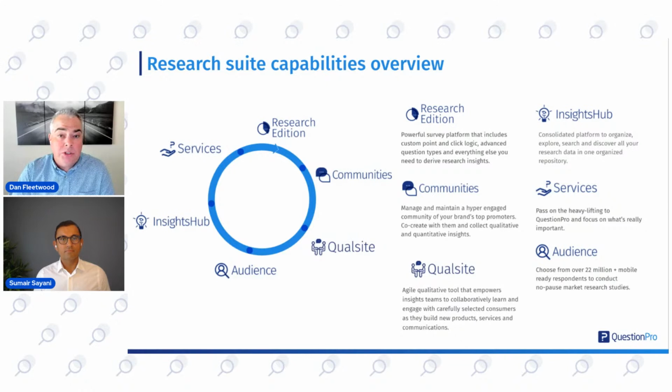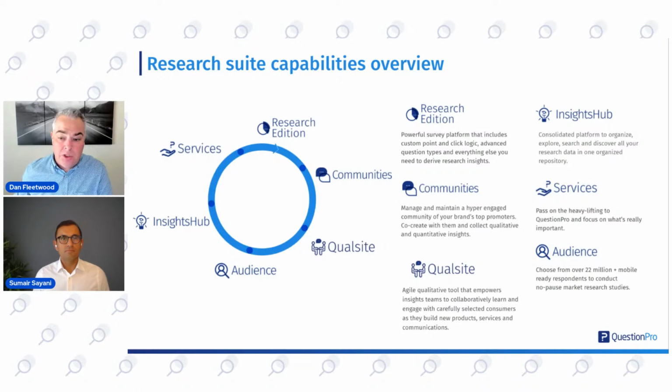We also have an Insights Hub, which is a data repository knowledge management system that also is getting AI incorporated into it so that you can uncover insights from studies that you've done 2 years ago or last week. All of those run within Insights Hub. We also have a services division that can handle things like programming all the way up to reporting.